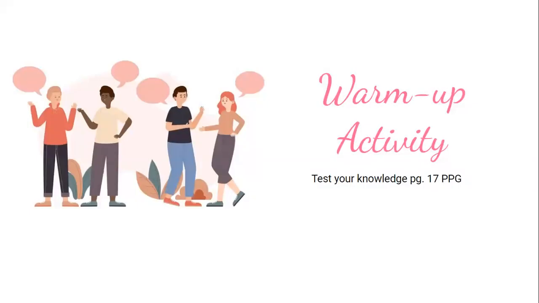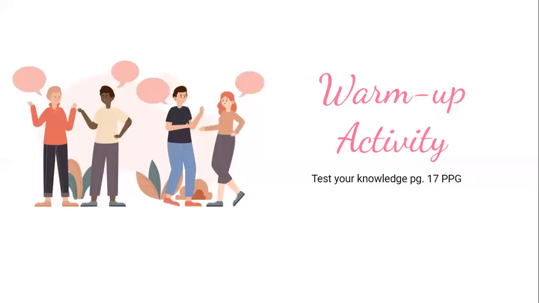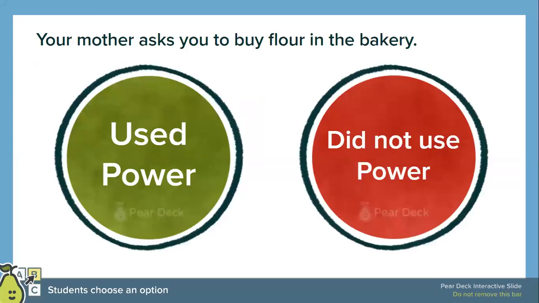All right. So I have a warm-up activity here. This is based from your textbook. Test your knowledge in page 7. Let's try to look at number one, and I want you guys to think about this. The instruction says that I'll be giving you a situation, and you will choose if there is a use of power or if there's none. All right. So take a look at situation number one.